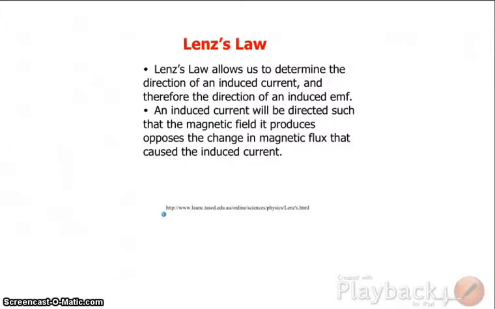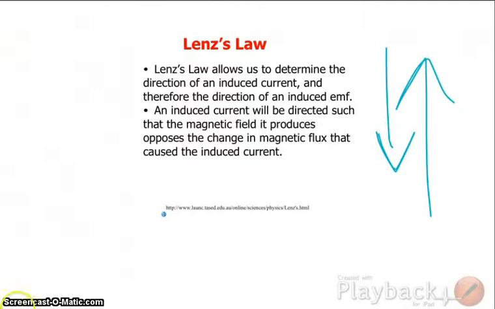Okay, next we have Lenz's law. Lenz's law allows us to determine the direction of the induced current. So what direction are we going to induce the current in? An induced current will be directed in such a way that the magnetic field that it produces is the opposite. This goes along with Newton's first law. Things don't want to change. They want to stay the way they are. So if you have a magnetic field that's going this way, well, you're going to produce a magnetic field going this way to counterbalance it, to make it, you know, back to its normal, everyday, previous state.